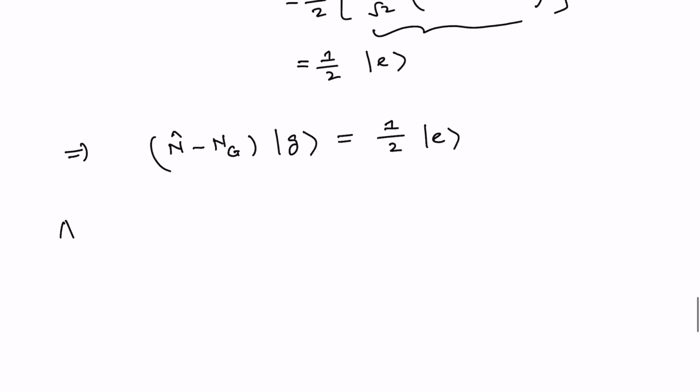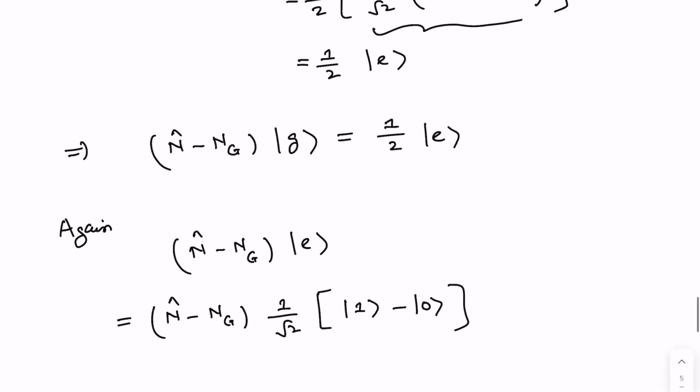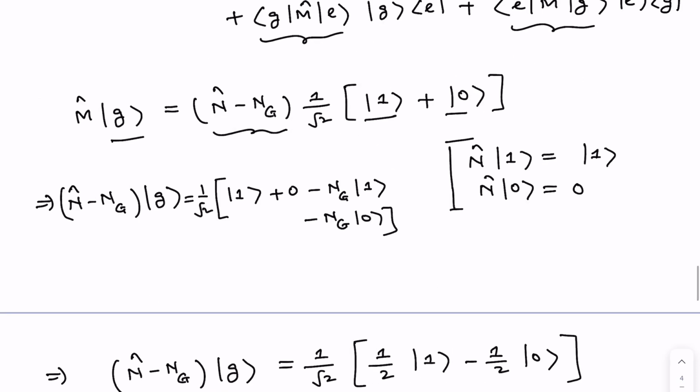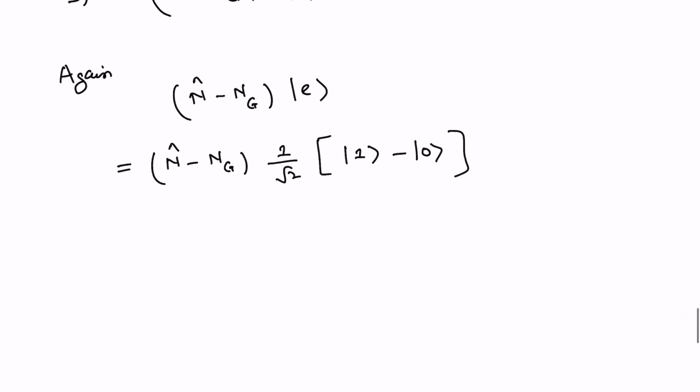Similarly, again you can do the calculation for n minus nz operating on ket e. You can do the explicit calculations. Let me show you once again here, n minus nz, similar calculation. Now your ket e is an antisymmetric superposition of ket 1 and ket 0. Here first we have done it for ket z, which was the symmetric superposition of ket 1 and ket 0, but ket e is an antisymmetric superposition of ket 1 and ket 0.